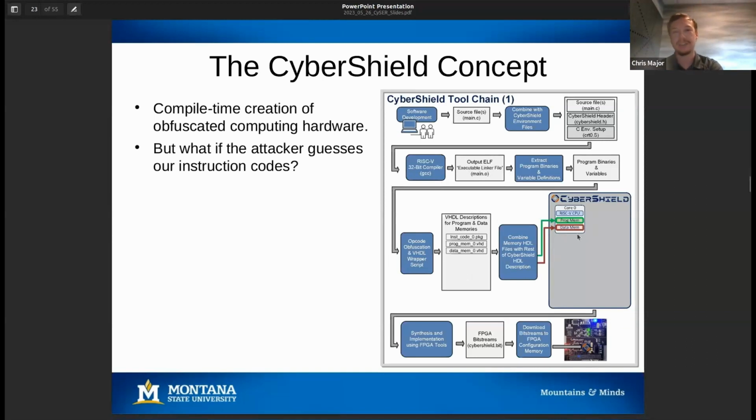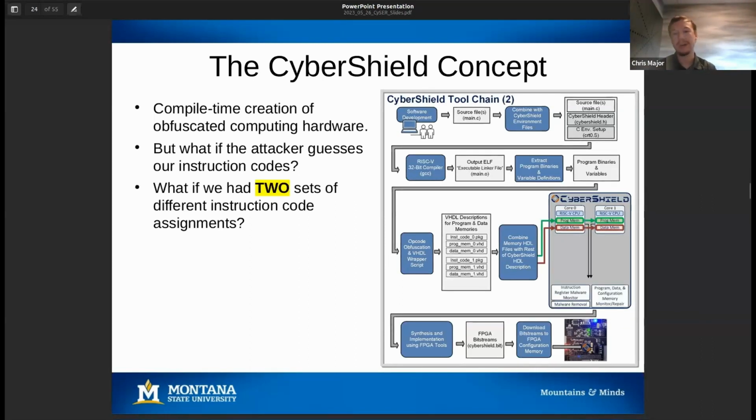But what if our attacker gets us our instruction codes? Because again, we're going to run with the assumption that it is possible to find out these codes. Well, now what if we have two sets of different instruction assignments within this tool chain? So now the tool chain, when it gets our binary, it says, hey, I'm going to create this one core in the HDL, but I'm also going to create a second core with instructions that are obfuscated. They're different. The core will be able to understand it, but it's going to be translating it to itself, and we on the outside don't know what those opcodes look like.